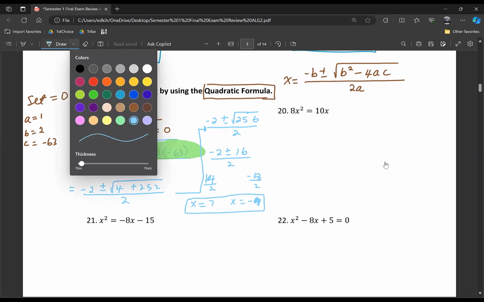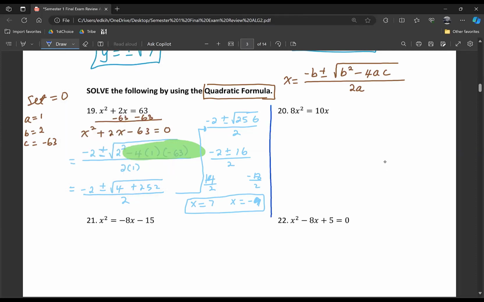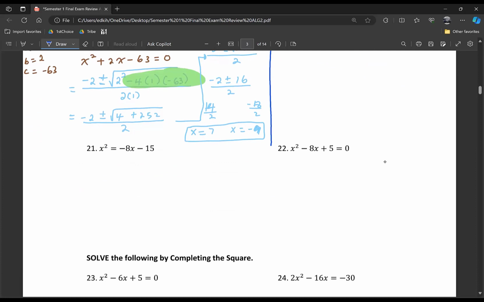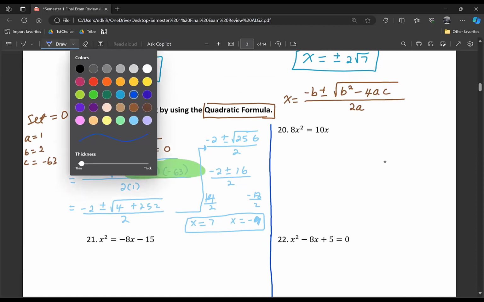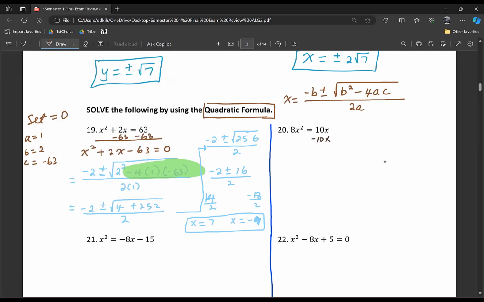Okay, well, let's try the next one. Draw a line here so there's a difference. I'm going to move it all the way down, maybe actually up to here. So again, the first step is to set your equation equal to 0. That's the first step. So we need to subtract 10x from both sides. Subtract 10x.